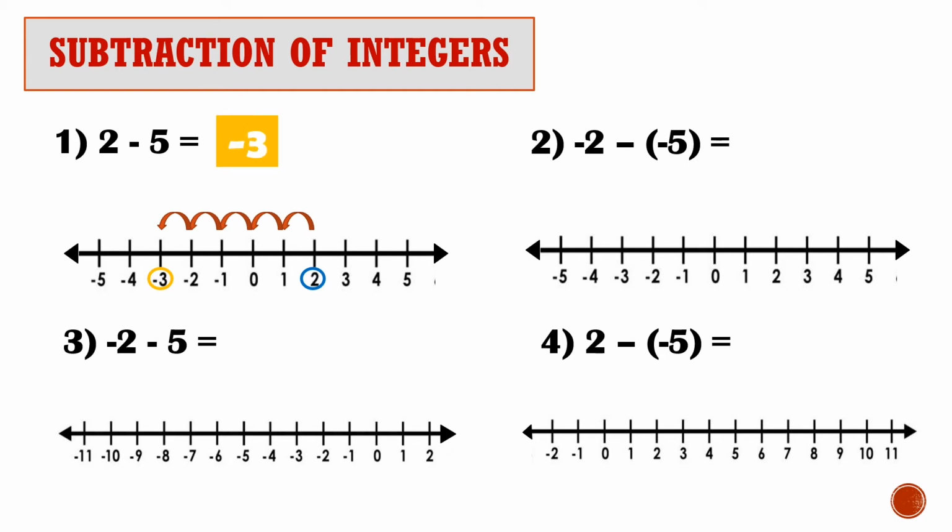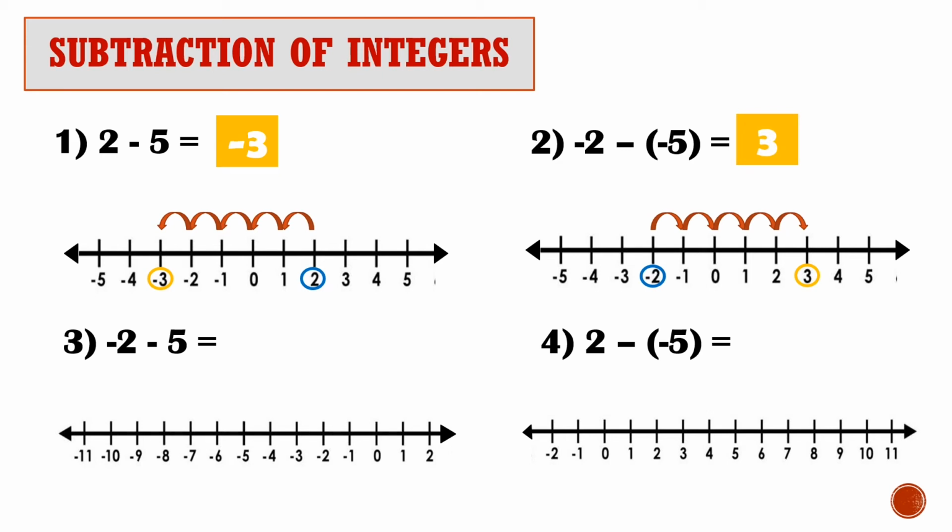Next, 2. We have negative 2 minus negative 5. Ang reference point ay negative 2. Since ito ay negative, punta tayo sa kanan. So, magmamove tayo ng 5, mag-i-stop tayo kay positive 3. So, therefore, the difference of negative 2 and negative 5 is positive 3.